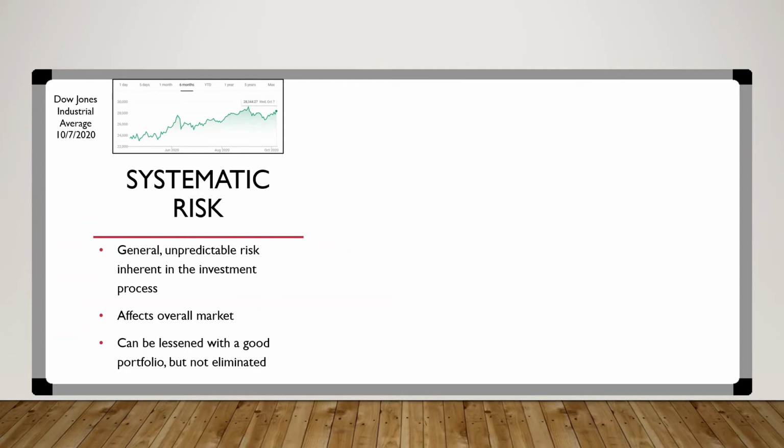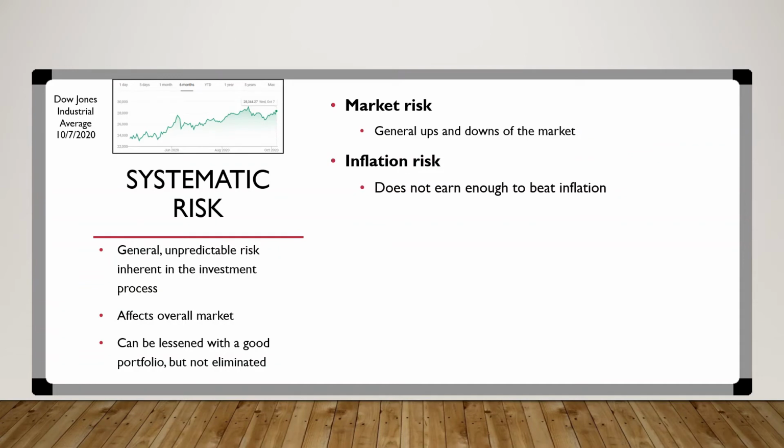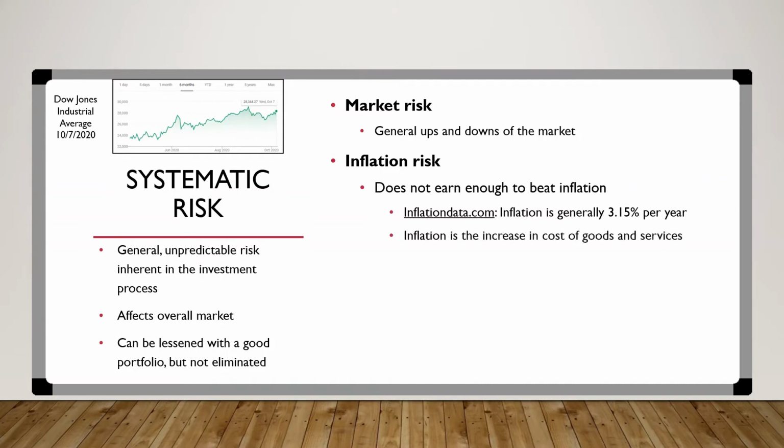Some examples of systematic risk include, but are not limited to, market risk, which is the general ups and downs of the market. This just happens, and it is impossible to predict. Inflation risk, which is the risk that your investment does not earn enough to beat inflation. According to a 2019 article from inflationdata.com, the long-term rate of inflation for goods is generally 3.15% per year. Inflation is the increase in cost of goods and services.